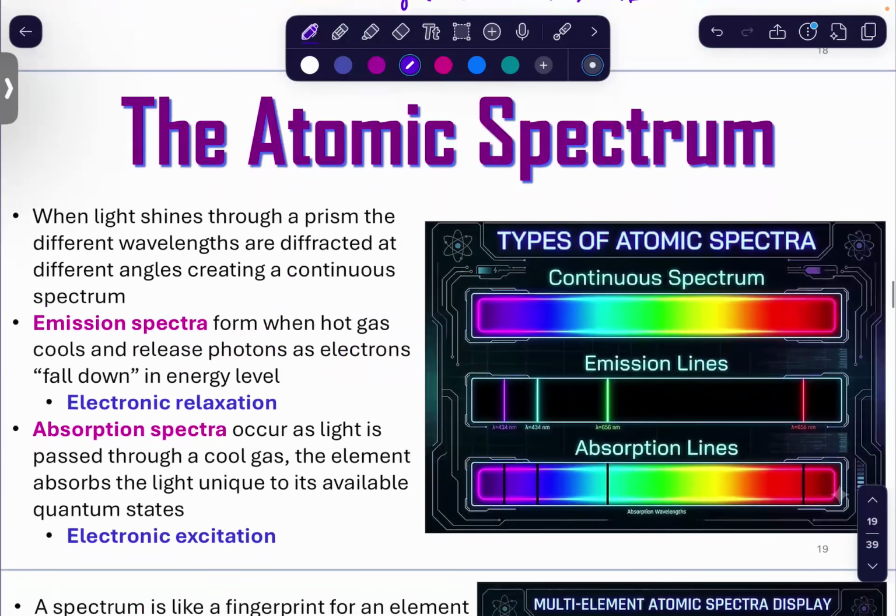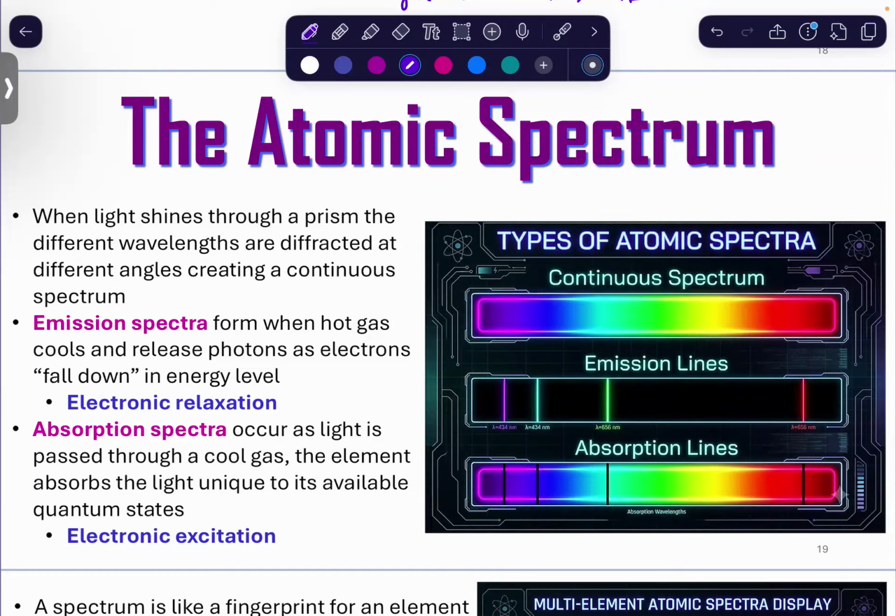All right, atomic spectrum. You'll be doing a lab with this. You've also probably seen this before. When light shines through a prism, you have all the different colors of the rainbow in there, and because of the way the prism works, the different wavelengths are diffracted at different angles. So that's why you see the rainbow form on the other side.